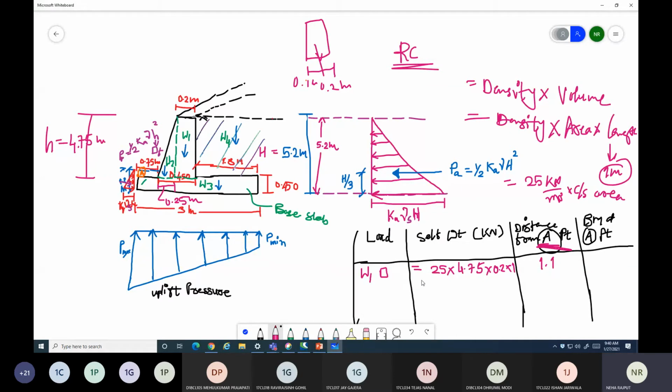And bending moment at A, so here you need to find out force. So 25 into 4.75 into 0.2, this will give 23.75 kilonewton of load for the rectangle part of stem. So this 23.75 into 1.1 will give 26.125 kilonewton meter, moment at A point.